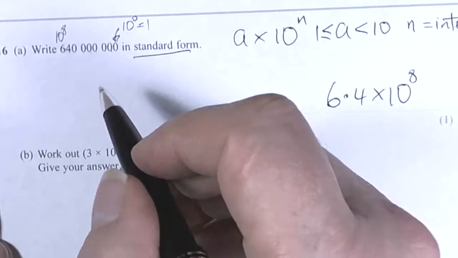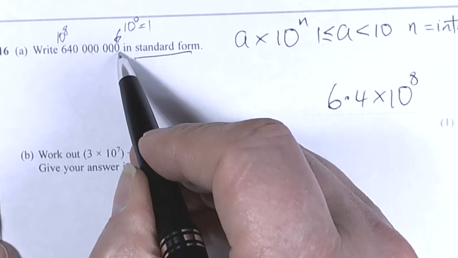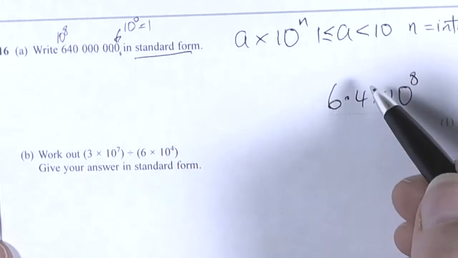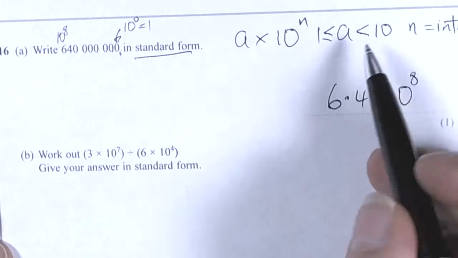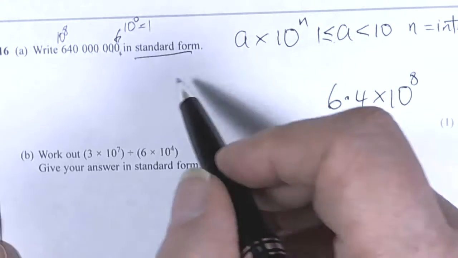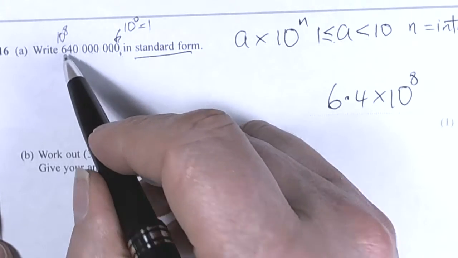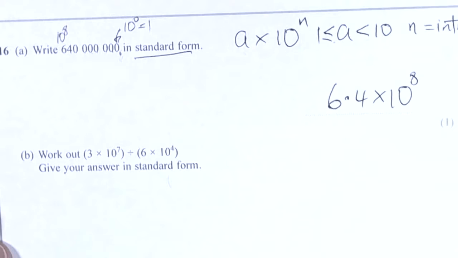Lots of different ways of doing this. Some people like saying, well, the decimal point started there, and just literally how many places did it have to move across to get between the 6 and the 4 to allow us to have a number between 1 and 10 at the beginning. So 1, 2, 3, 4, 5, 6, 7, 8. Either way, you're going to get 6.4 times 10 to the power of 8.